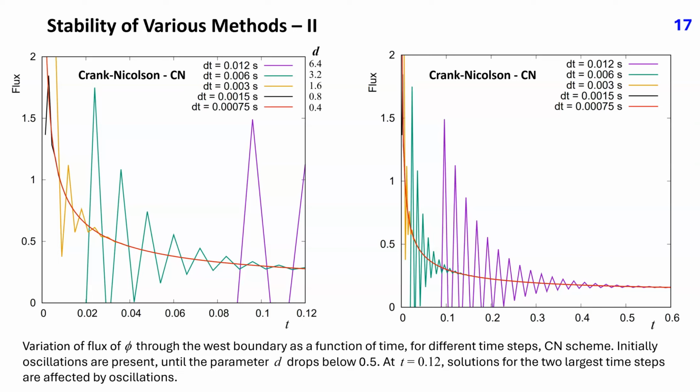And for values of d greater than 0.5, the coefficient of phi P from time level n becomes negative. This is what causes the oscillations. As phi grows in the wall vicinity, the contributions from neighbor nodes lead to oscillations dying out.